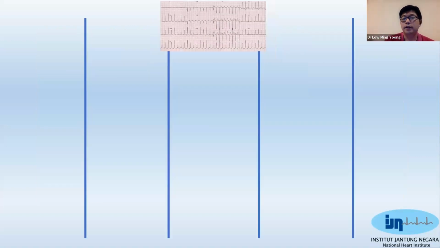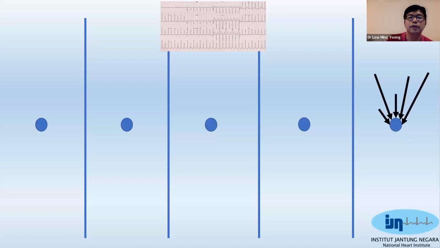Okay, so I've divided it into five because we have five SVTs. The blue dot is the AV node. The upper portion, of course, is atrium. The lower portion is ventricle. So we go to the rightmost.